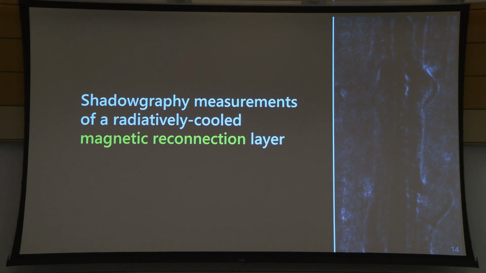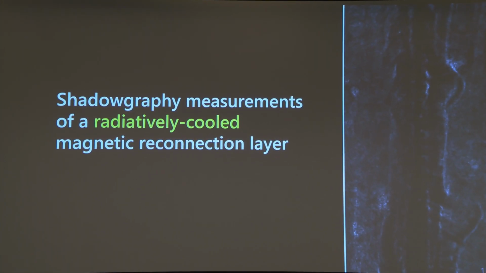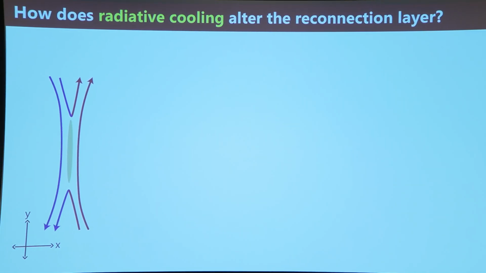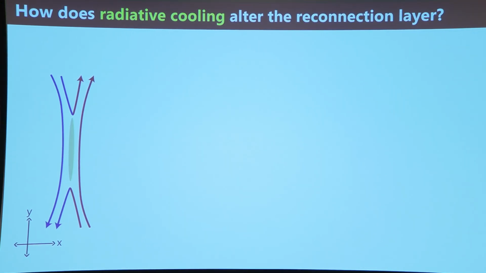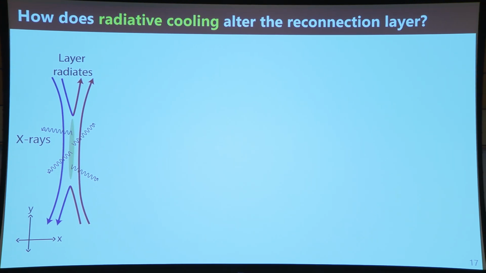So with this background for magnetic reconnection, let's talk about the specific type of reconnection that we're interested in, radiatively-cooled reconnection. So the question naturally is, how does radiative cooling affect the reconnection layer? Again, I have a simple two-dimensional diagram here on the slides, and we just learned that reconnection is a heating process. So the plasma in the layer is hot. In order to cool itself off, it's going to release energy. It's going to emit X-rays.